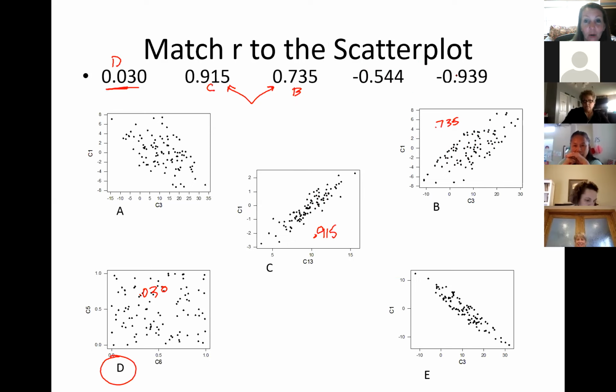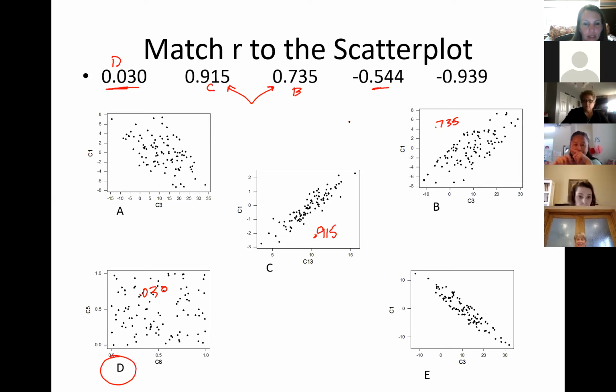All right, so looking at these last two, we only have 2 left and two numbers here. Notice that they're both negative. So because they're both negative, the direction of the relationship is going to be the opposite of what we've seen with the positive ones. So it's going to go from upper left to lower right, and you can see that as one variable increases, the other variable decreases. So let's do this first one, negative 0.544.